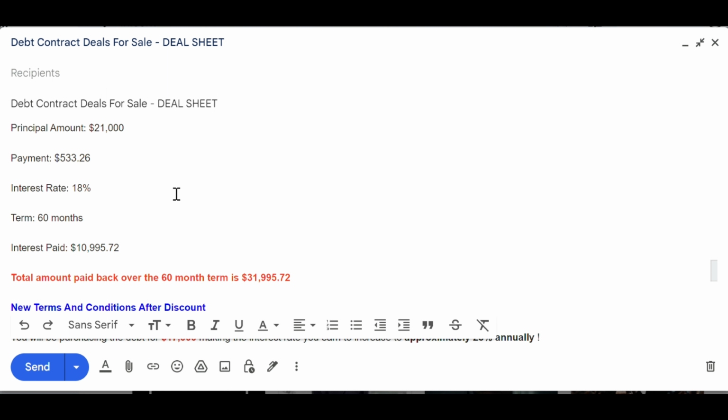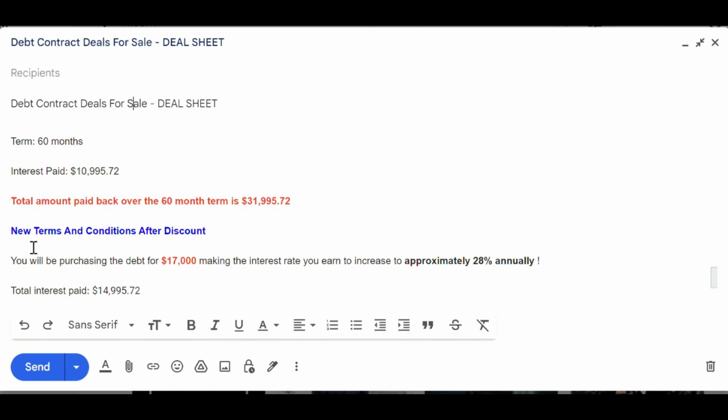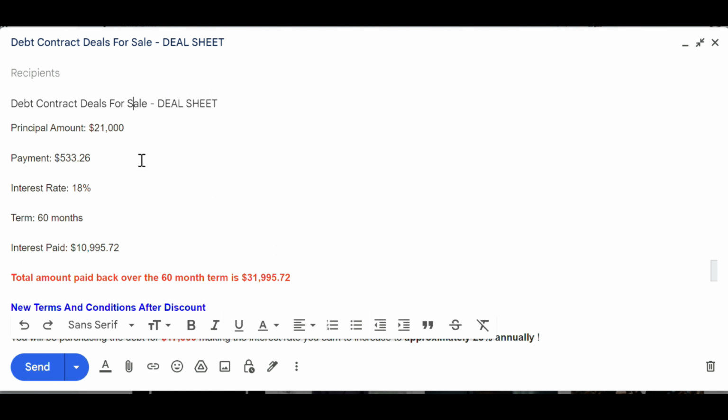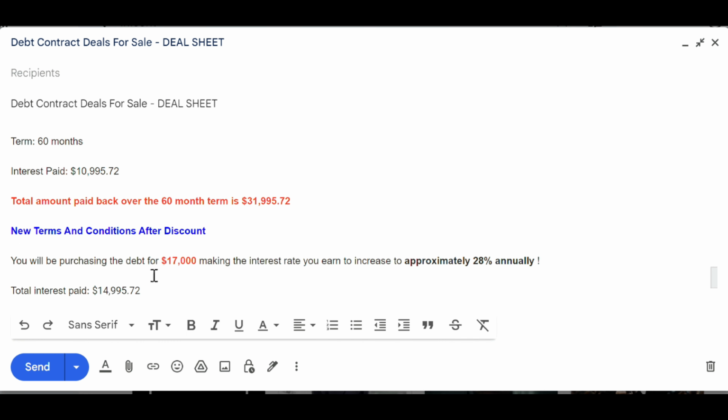Now keep in mind, most people would say that's a great deal, but now let's go to the new terms and conditions after a discount. And if you can purchase this $21,000 deal for $17,000, so you bought the $21,000 debt for $17,000, you're now approximately making 28% annually on that money. And that's what you've just made: $14,995 off that $17,000. So your $17,000 would be turned into $31,995 within 5 years, and that's a great deal, right?